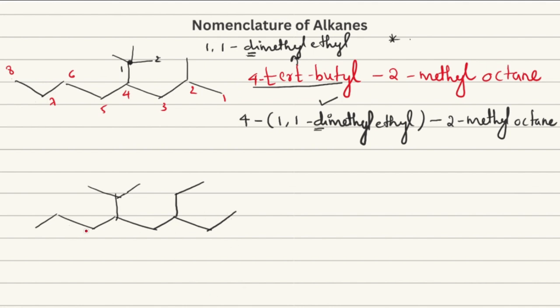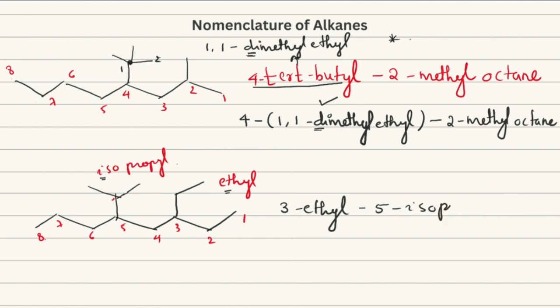Similarly, we can name the second molecule also. Choose the longest chain here like this. Now, we have ethyl and this is isopropyl. According to alphabetical priority, E comes before I. So how do you name this? 3-ethyl, 5-isopropyl. There are 8 carbons, so octane.